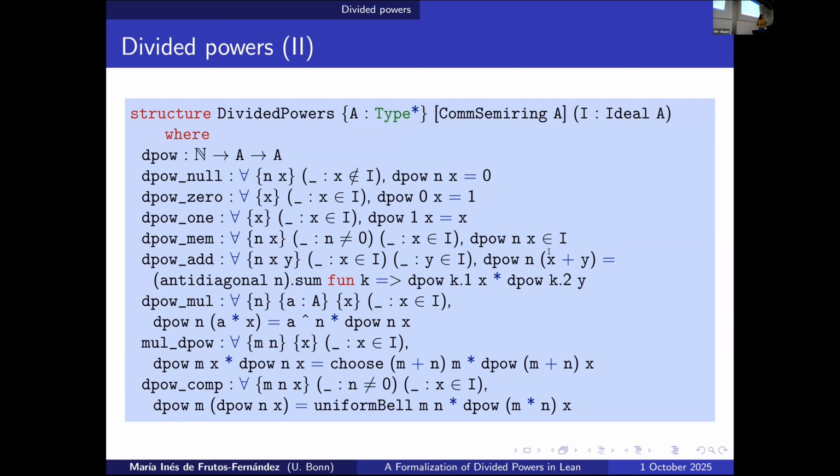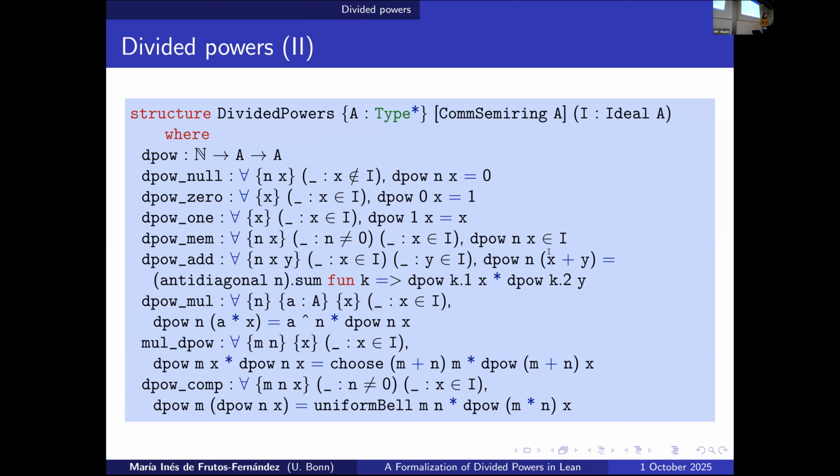The first one is that in the informal definition, I ask for A to be a commutative ring. But in Lean, we actually allow A to be a commutative semi-ring. So we don't require that subtraction is defined in A. But we still require commutativity. This is because divided powers have always been studied in commutative settings, and it's not clear what the right definition would be in the non-commutative setting. So we don't want to relax that hypothesis.